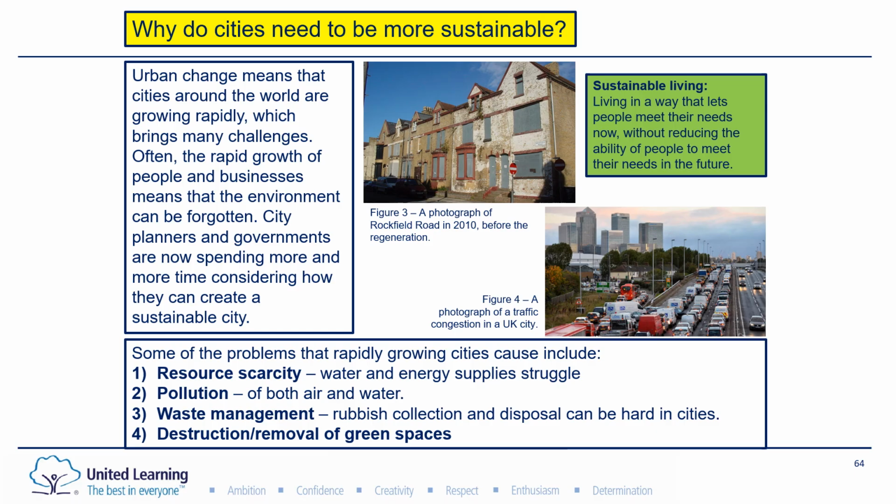To be a sustainable city, that means the city meets the needs of people today without compromising the needs of people in the future. Problems around cities and sustainability refer to resource management, so water and energy, pollution of both the air and water, waste management, and the removal of green spaces. So let's have a little think about how Portsmouth is being sustainable.